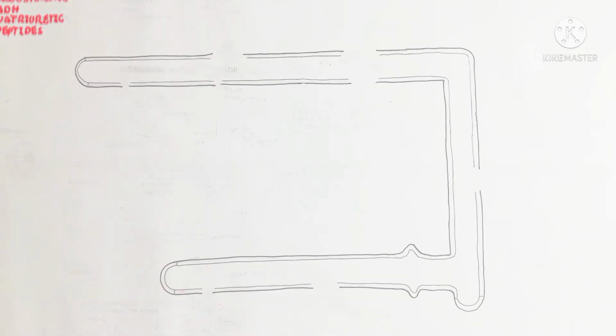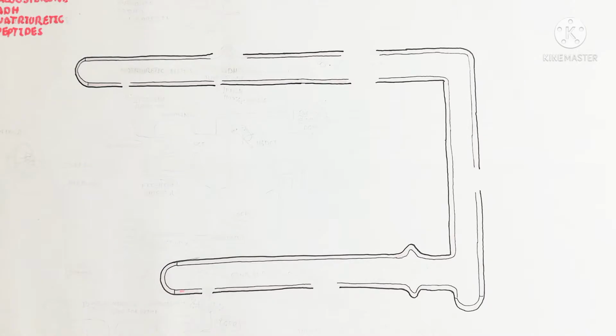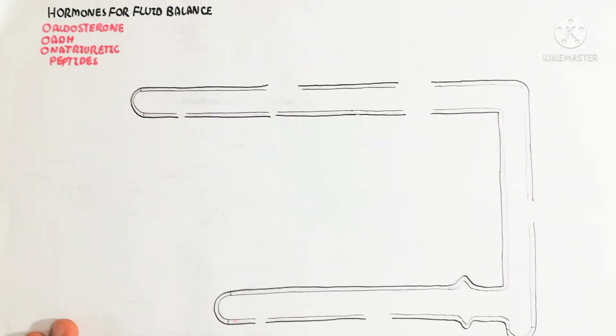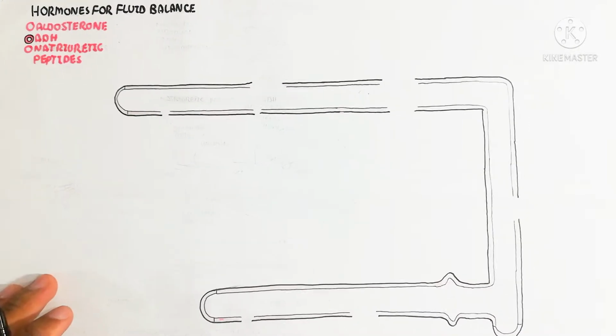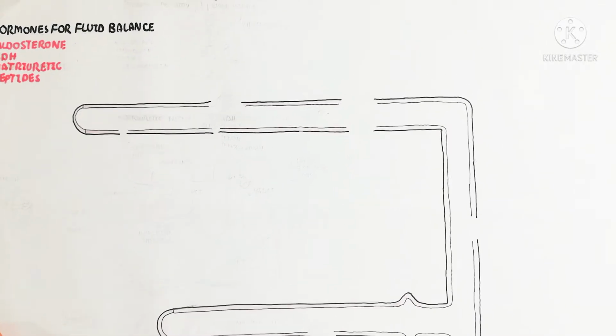First of all, we will discuss the antidiuretic hormone. The antidiuretic hormone is released from the neurohypophysis, the posterior pituitary gland.